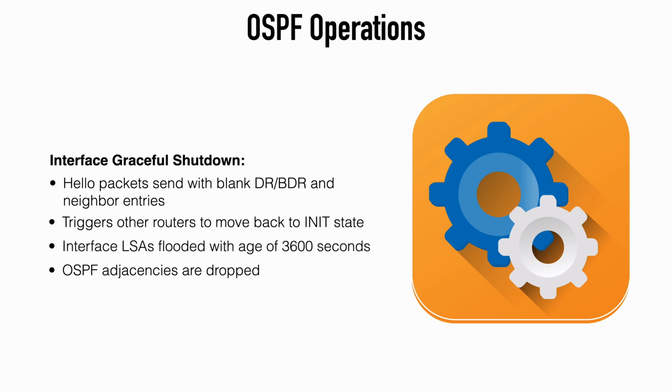If we perform the shutdown at an interface level, we have the same hello packet situation where the hello packet is sent with blank entries for the DR and BDR and an empty neighbor list, again triggering the init state on other OSPF routers. This time though, with the LSAs that are flooded, we're specifically flooding LSAs associated with this specific interface, rather than all LSAs from the router. And of course, we stop sending and receiving OSPF packets and we drop all of those neighbor adjacencies.